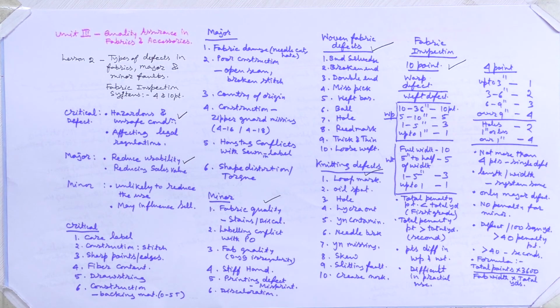Some particular formula is there, and with that formula one can easily calculate the total penalty points using an empirical formula. And from a practical point of view, major defects are counted here and minor defects are not counted, which is also very acceptable. These are the important features of the 4-point system, and it is much better from a practical usage point of view than the 10-point system. So this is Lesson 2, where we have discussed the different defects and also the different inspection systems.